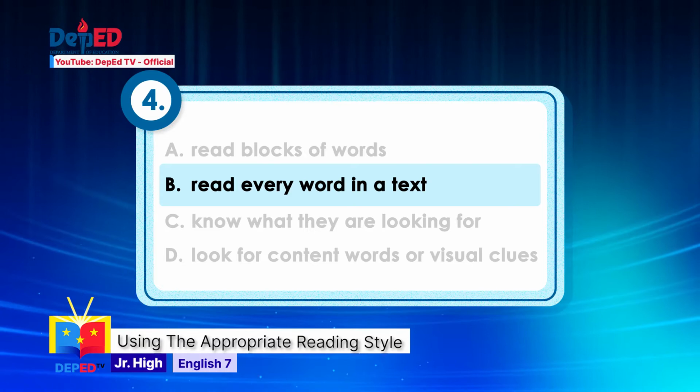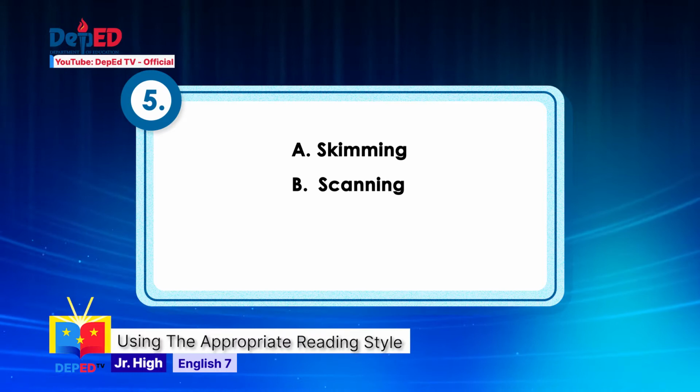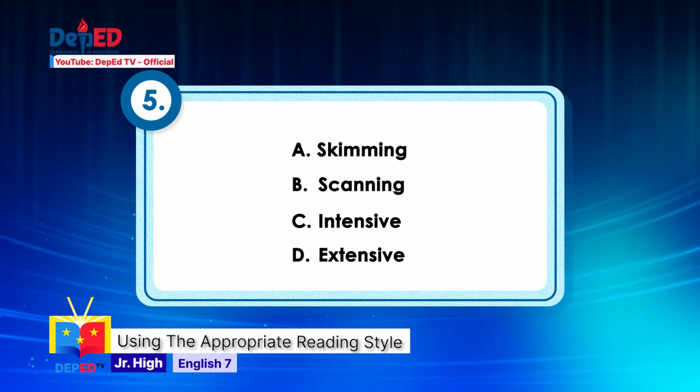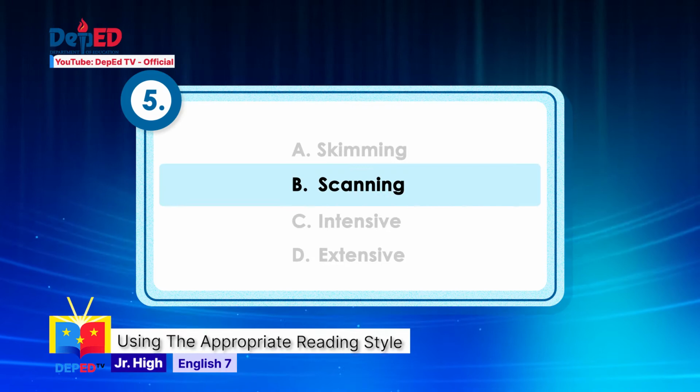Number 5. Searching for the meaning of an unfamiliar word in a dictionary is an example of A. Skimming. B. Scanning. C. Intensive. Or D. Extensive. Very good. You're correct. It's letter B. Scanning.